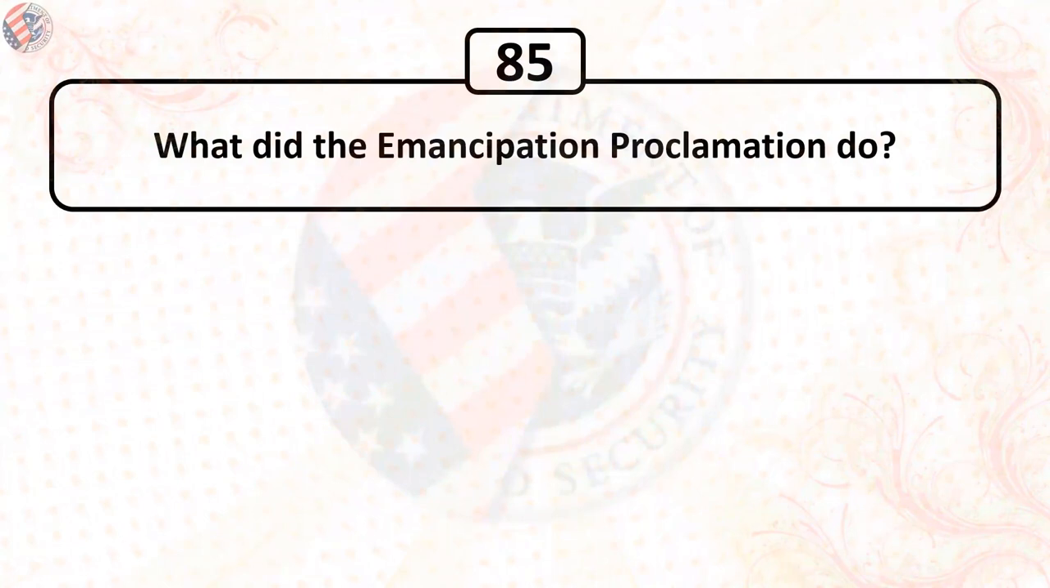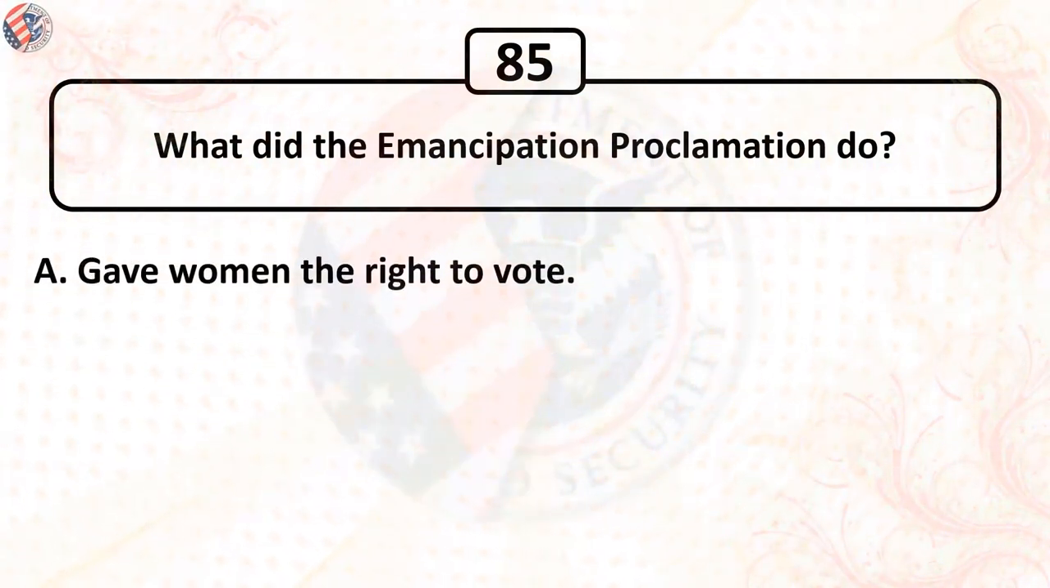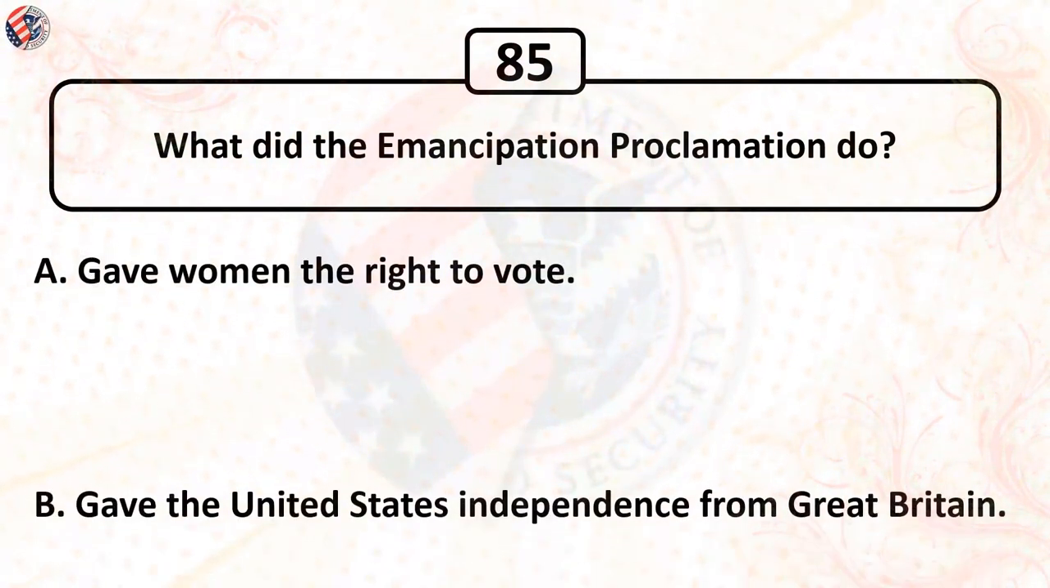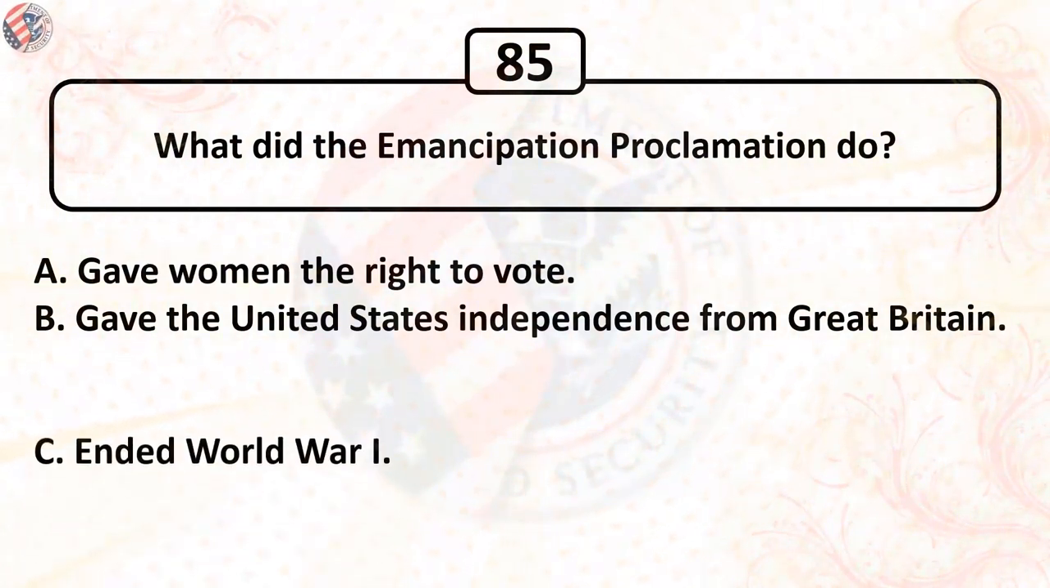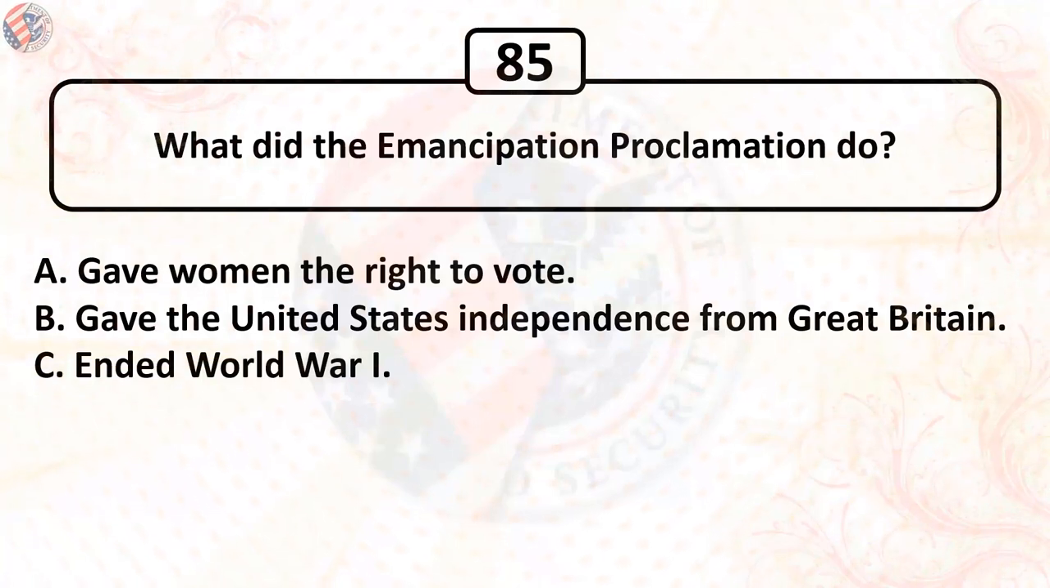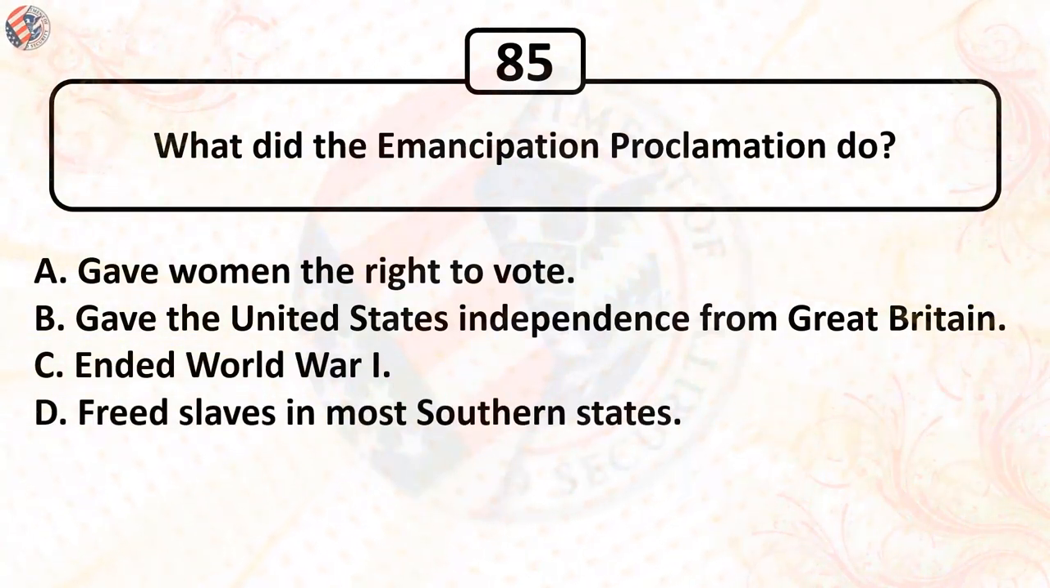What did the Emancipation Proclamation do? A. Gave women the right to vote. B. Gave the United States independence from Great Britain. C. Ended World War I. D. Freed slaves in most southern states.